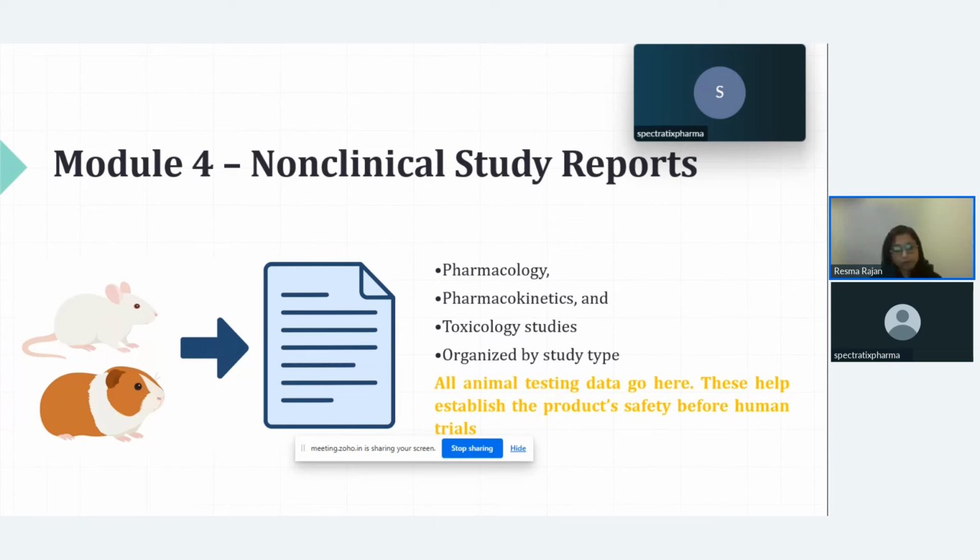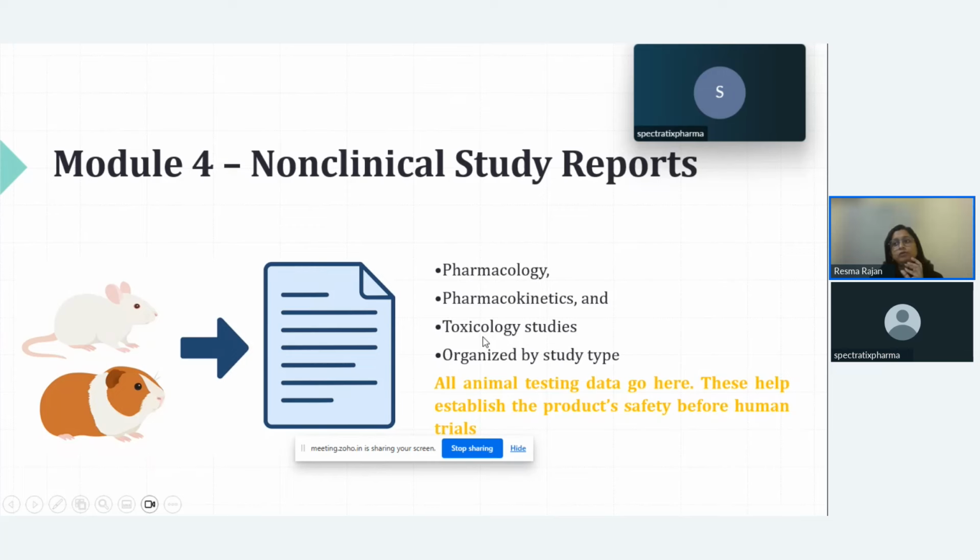So in this pharmacokinetic study, after taking the product, how it gets absorbed, how it gets distributed, how it gets metabolized in the body, and how it gets excreted from the body. All these details will be studied in the pharmacokinetics section. Okay. And next is the toxicology study.